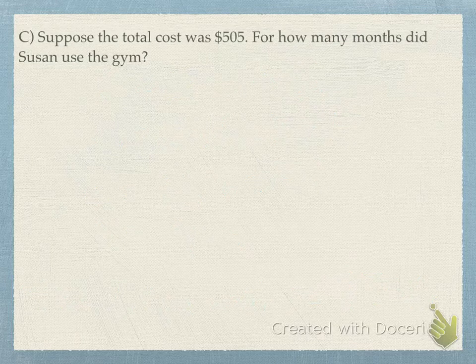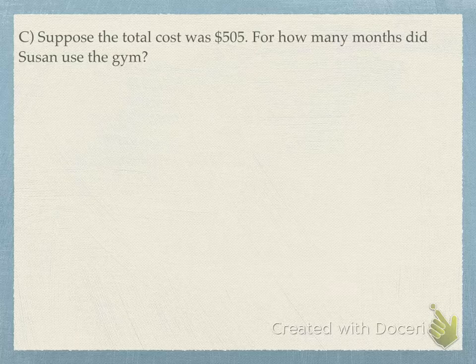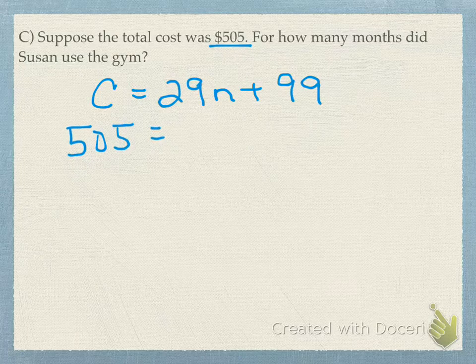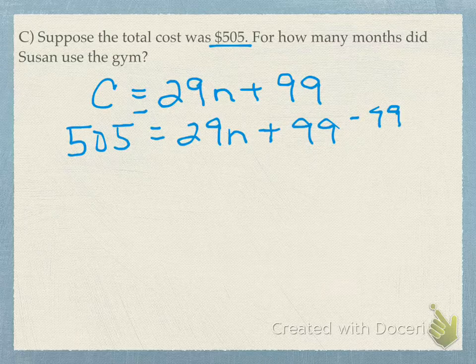I could also be given the question, what if the total cost is $505? How many months did she go to the gym for? Well, you always start by writing down the equation that you came up with. In this case, I'm told the cost is $505. So I'm going to put that in the cost position. And this time I have to solve for n. So I'm going to subtract 99 from both sides. That's going to give me 406.